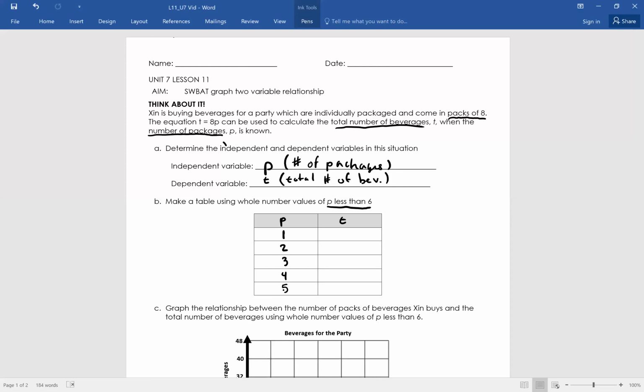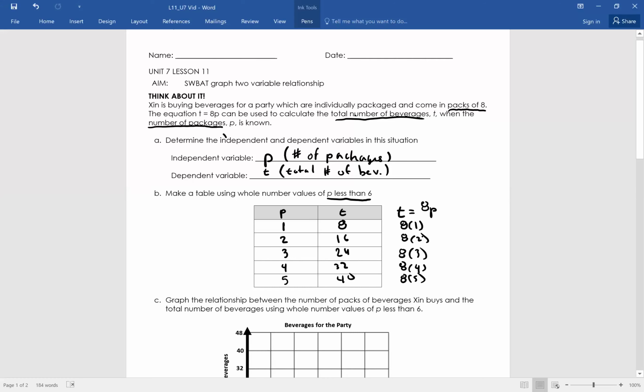Cool? Cool. So now let's go ahead and create that equation to figure out what goes in the T column. So the equation is T is equal to 8P. We're going to use some substitution here. For the first column, when P is 1, T is 8. When P is 2, T is 16. When P is 3, 24. Some of you may be asking if this is necessary. Yes, it is. Times 5, and we have 40. Cool. Let's go ahead and move on to the next part.